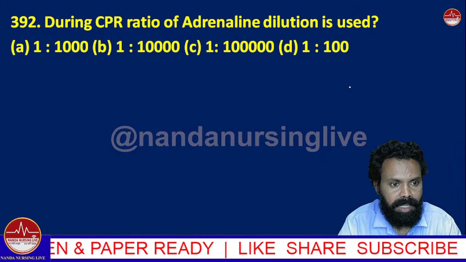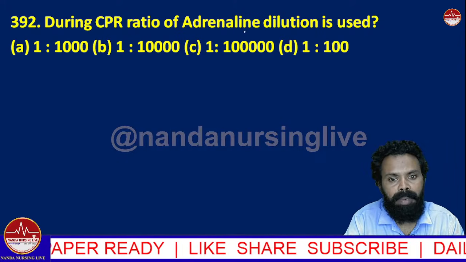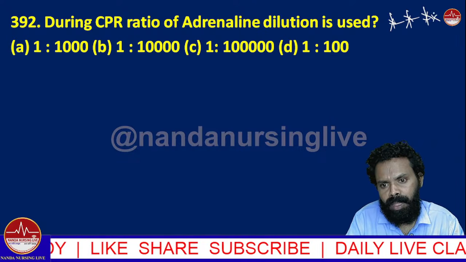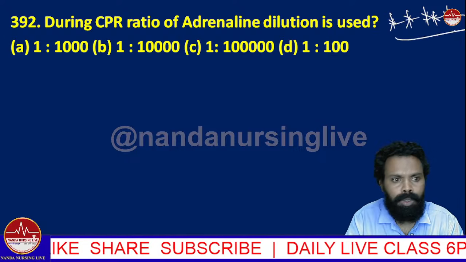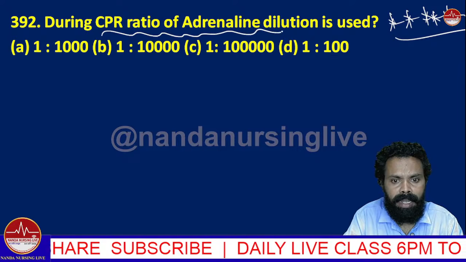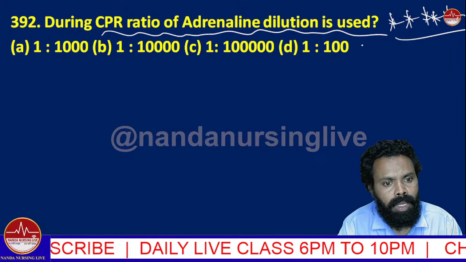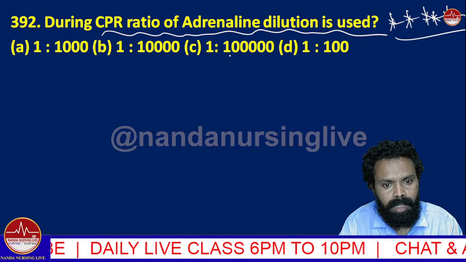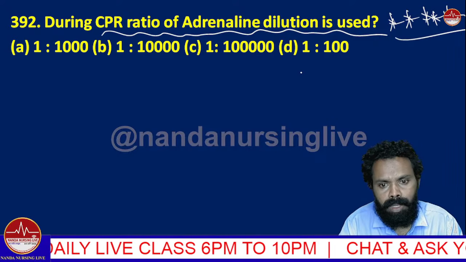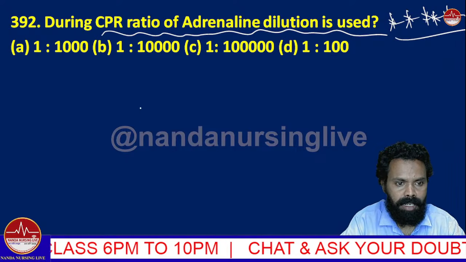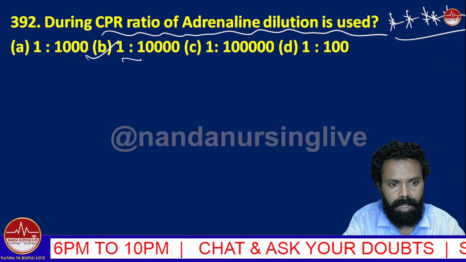Next question, question number 392. During CPR, what ratio of adrenaline dilution is used? Very important MCQ. Option A 1:1000, option B 1:10,000, option C 1:1 lakh, option D 1:100. So which option is the correct answer? The correct answer is option B, 1:10,000.